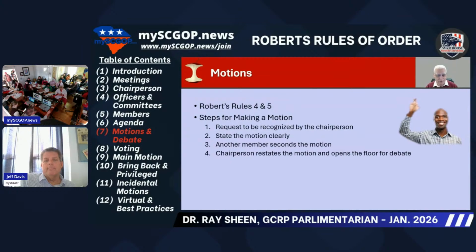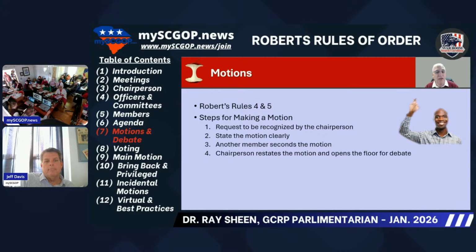Once the member is granted the floor, the member states their motion clearly. Usually they start with the phrase, "I move that." The member should just state the motion, not provide all the background and rationale. That will come during the debate phase. At this point, brevity is a virtue. Make the motion clear, make sure everyone understands it.